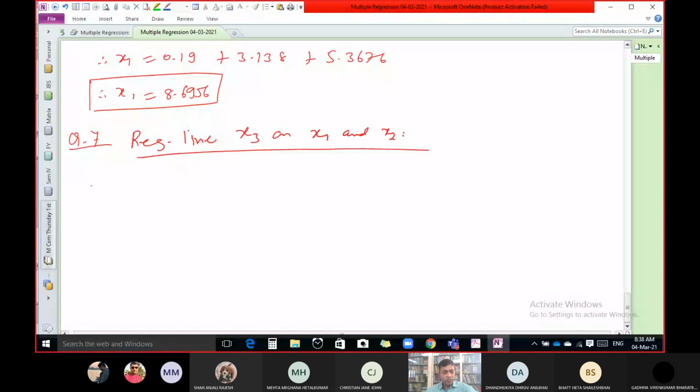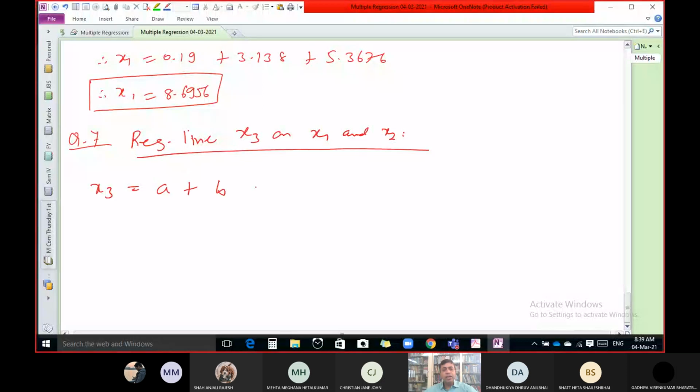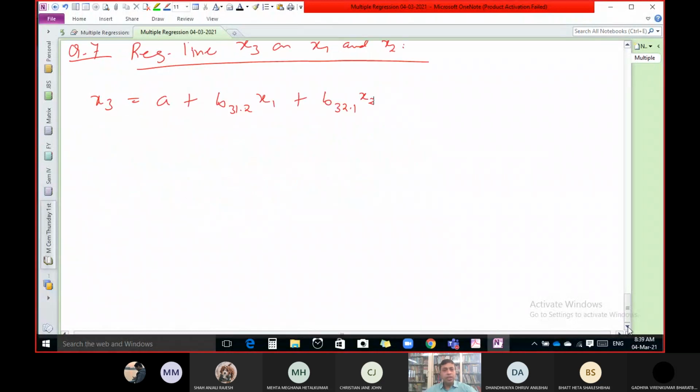Okay, tell me the general form. So x3 equal to, yes please, any of you know the answer? General form of x3 on x1 and x2. It is A plus B31.2 x1 plus B32.1 x2. Now the question is how to calculate B31.2. What is the formula?